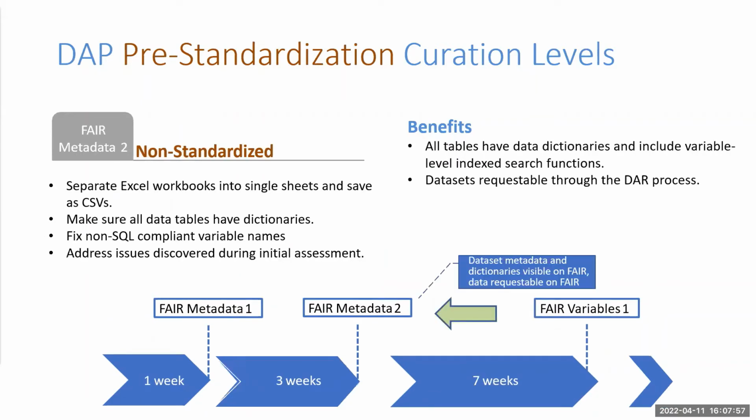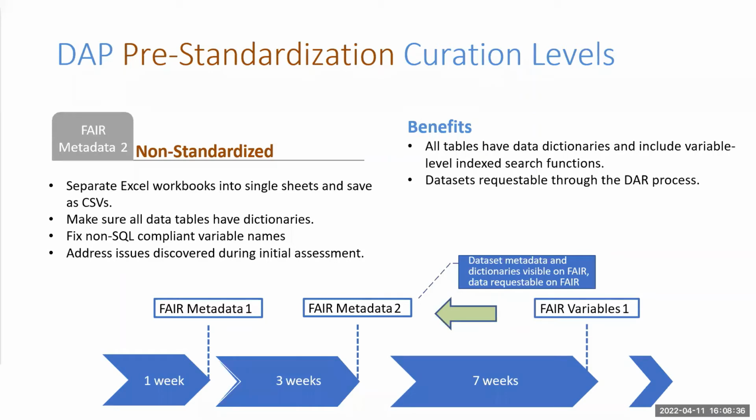Next slide, please. Then we move on to the Fair Metadata 2 level. So this is doing a little bit more curation. It's not standardizing it yet, but we are at least making it so that the data sets are broken into a format that can be reused in the RDCA-DAP platform. So if, for example, someone sends us an Excel workbook with a bunch of sheets, we break those all into single sheets. We convert them to CSV so that they can be uploaded. We make sure that every data table that we load has a dictionary. We fix any non-SQL compliant variable names, little things so that they can work within the platform. And if we discover any real issues, then we remove those.